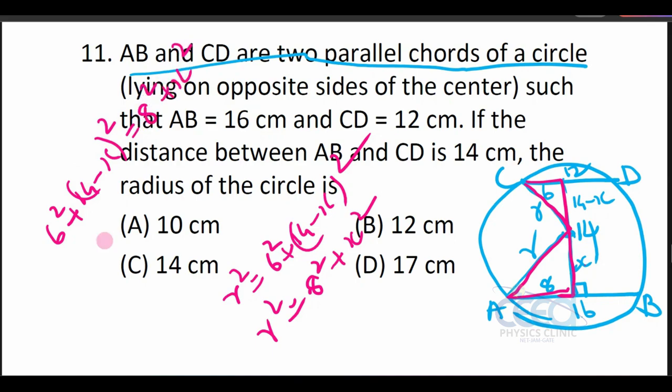Now what we can write here: 14 minus x the whole square equal to 8 square plus x square. Here I can put a minus x square also, right. And 8 square minus 6 square, what is 64 minus 36, right. 64 minus 36, what is that?